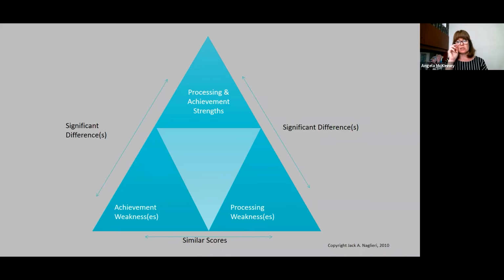So you can see this just a little bit bigger, that we should have those significant differences between your processing strengths and your processing weaknesses. Also, significant differences between your achievement strengths and your achievement weaknesses, but also some similarity between your area of weakness in each of those things. And when I say significant, it will tell you in your essentials manuals.